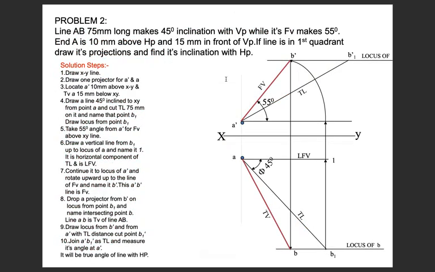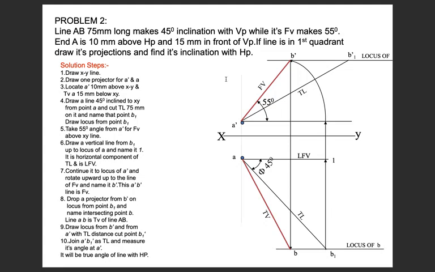So here's problem 2. Line AB 75 mm long makes 45 degree inclination with VP while its front view makes 55 degree. End A is 10 mm above HP and 55 mm in front of VP. It lies in the first quadrant. Draw its projections and find its inclination with HP. So first you draw the XY line, draw one projector for A dash and A as in the previous question. Locate A dash 10 mm above XY and A 15 mm below XY.